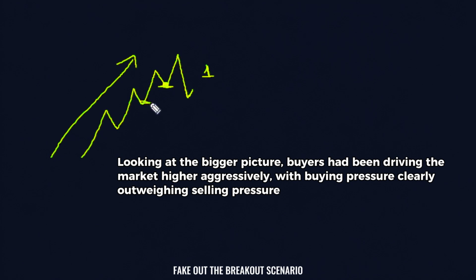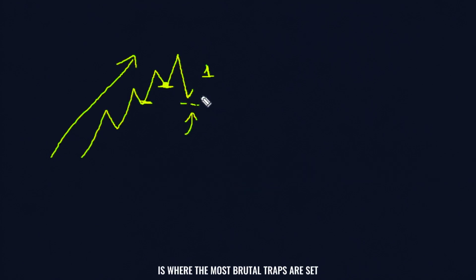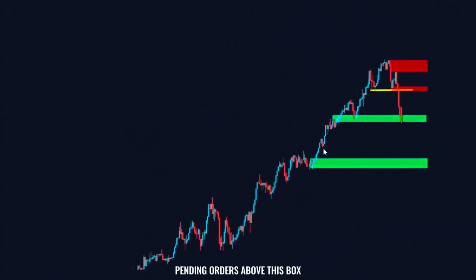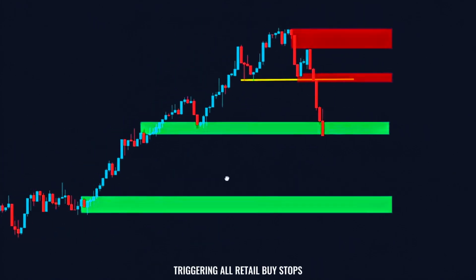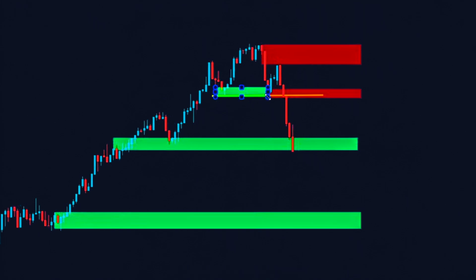Fake out. The breakout scenario is where the most brutal traps are set. Millions of traders worldwide place buy-stop pending orders above this box ceiling. Sharks know this. They will push the price just slightly through the top, triggering all retail buy stops, then immediately yank the price back down with a massive dump candle. You lose money and feel completely furious.